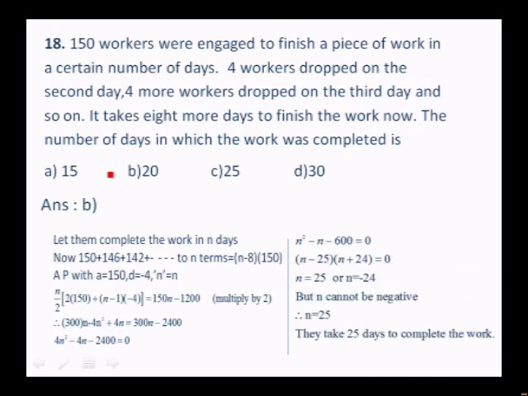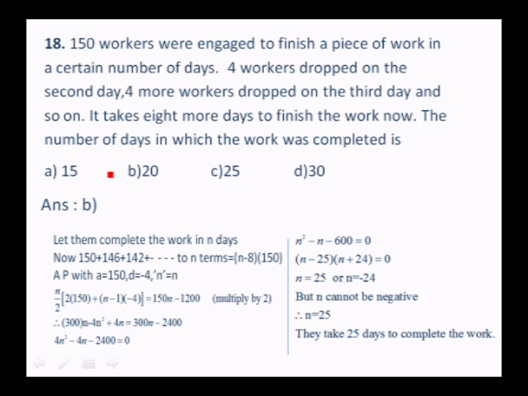So let them complete the work in n days. So with this, all 150 and 146, etc. Let them complete this work in n days. So 150 plus 146 plus 142, etc. to n terms, if you add, it must be the same as n minus 8 into 150 days, because they ought to have completed with 150 workers in n minus 8 days. They took n days to complete with this shortage.